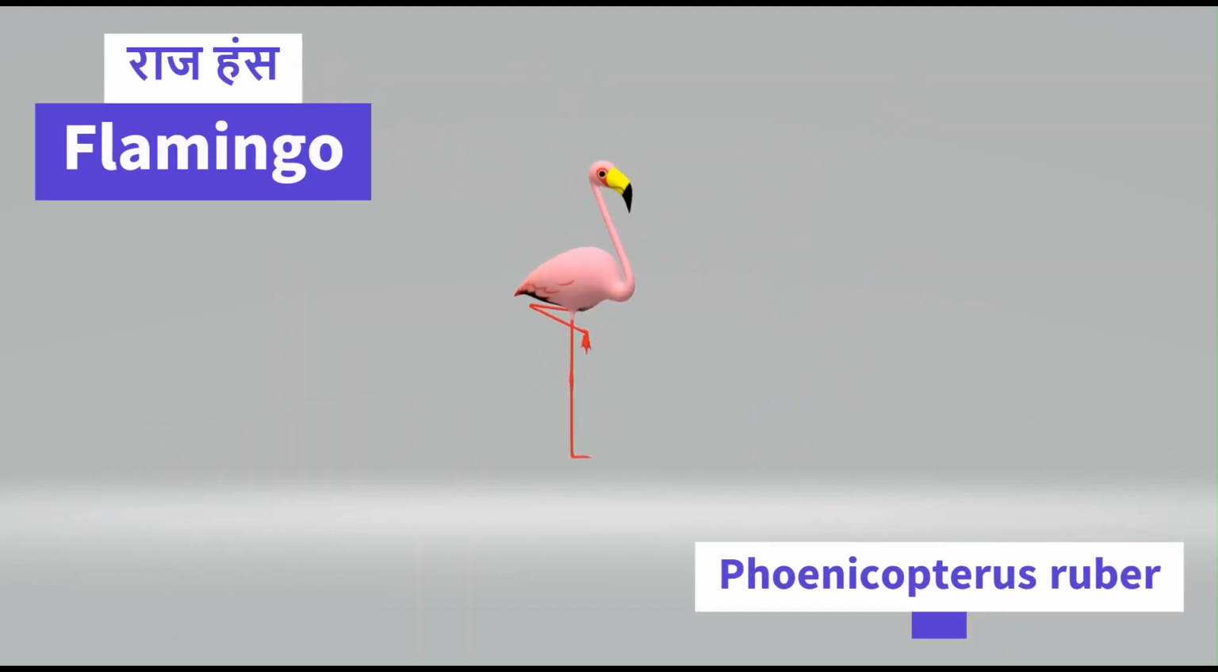The next bird is a flamingo. It is known as Rajhans in Hindi. The scientific name of flamingo is Phoenicopterus ruber.